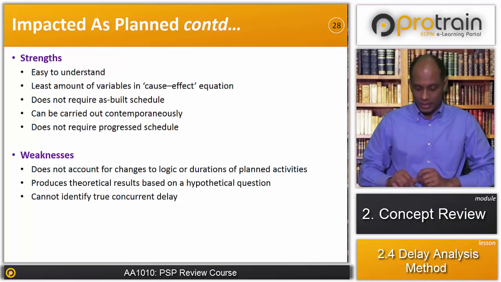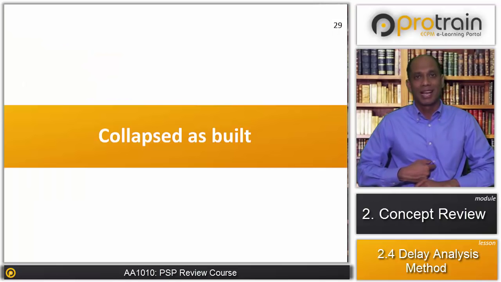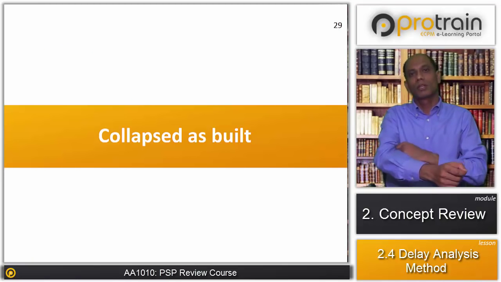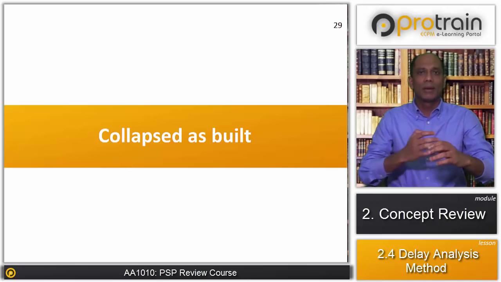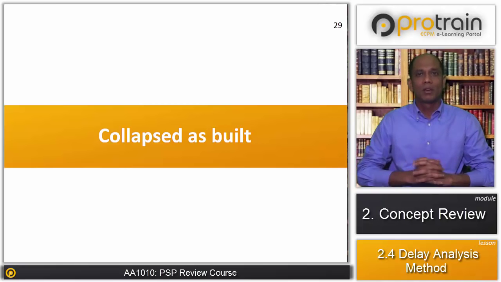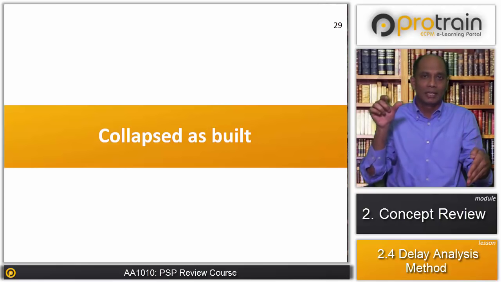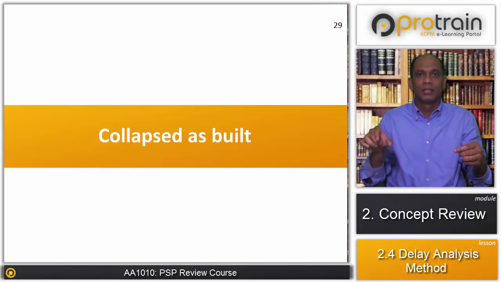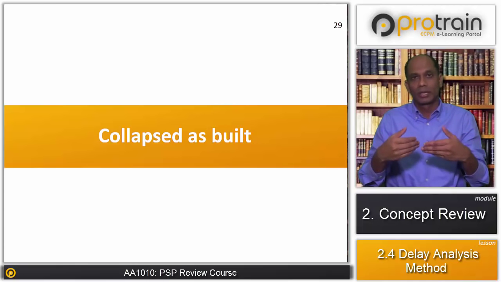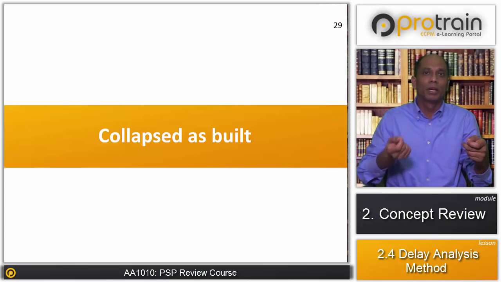Now let's go to the second method, that is called the collapse as-built method. As the name suggests, the collapse as-built method is collapsing of the as-built schedule by removing each and every delay in the schedule. Now how is it happening? Let's say you have an as-built schedule, and the delays are in the as-built schedule by both parties, the contractor and employer, and then one by one we are pulling out the delay.